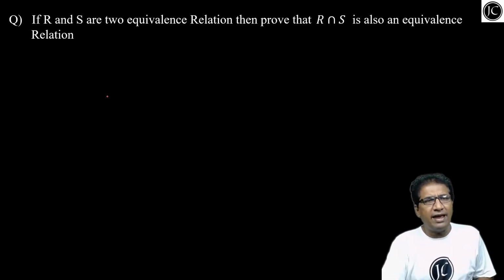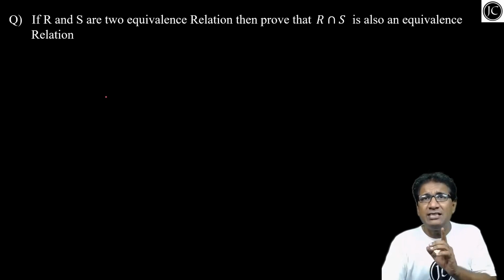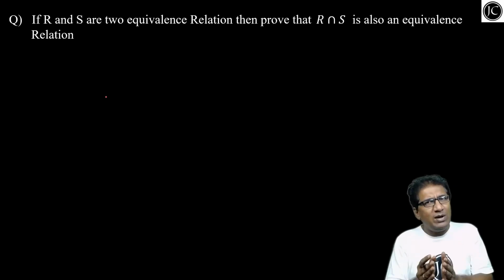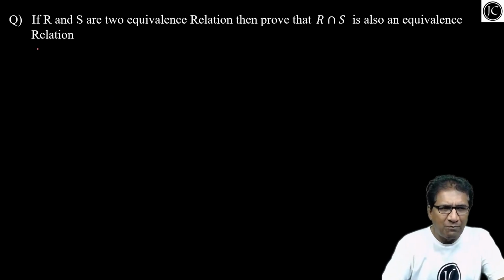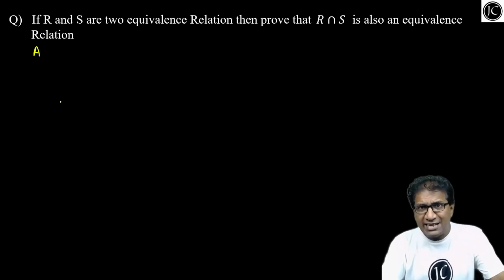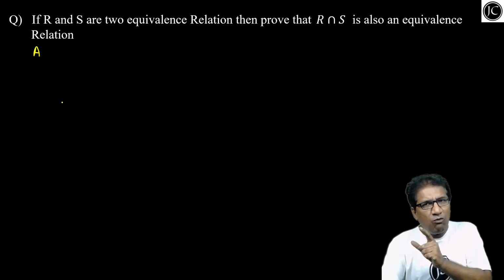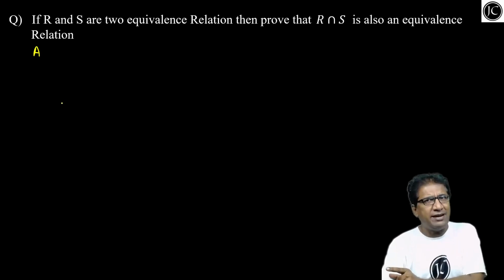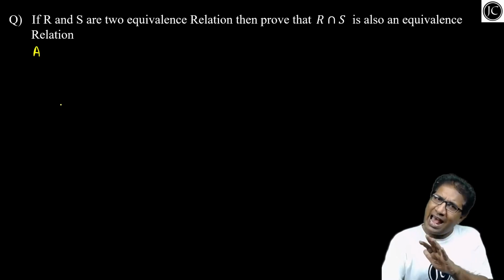In this question, they have said, if capital R and capital S are two equivalence relations, let us assume that this relation is defined on set capital A. Let us assume for the time being. There is no harm in taking the set on which the relation has been defined as capital A. Now, as R and S are two equivalence relations, we have to prove that R intersection S is also an equivalence relation.